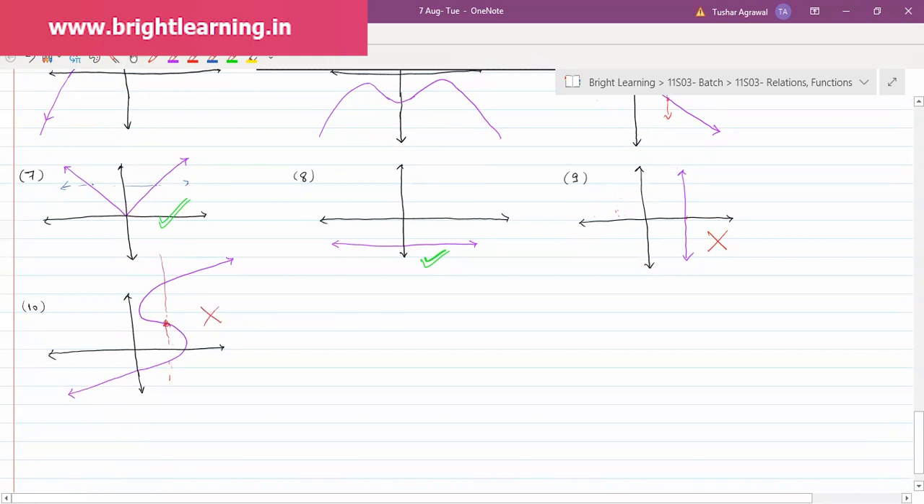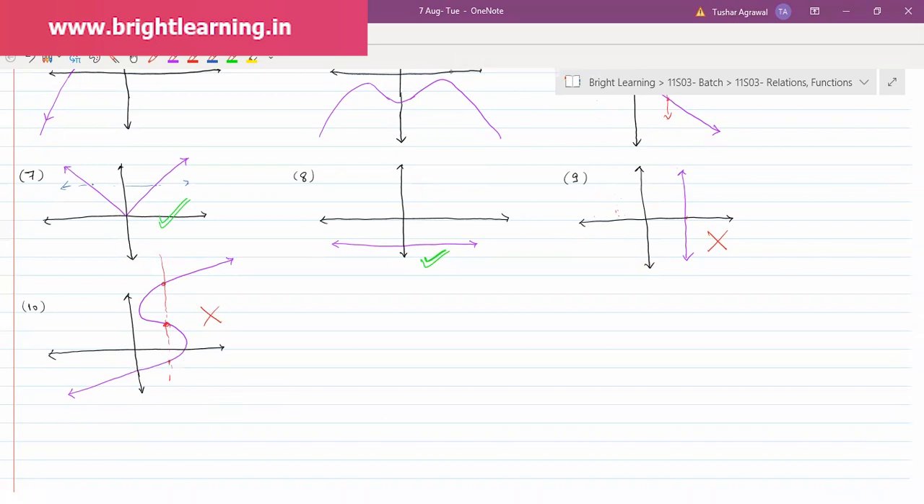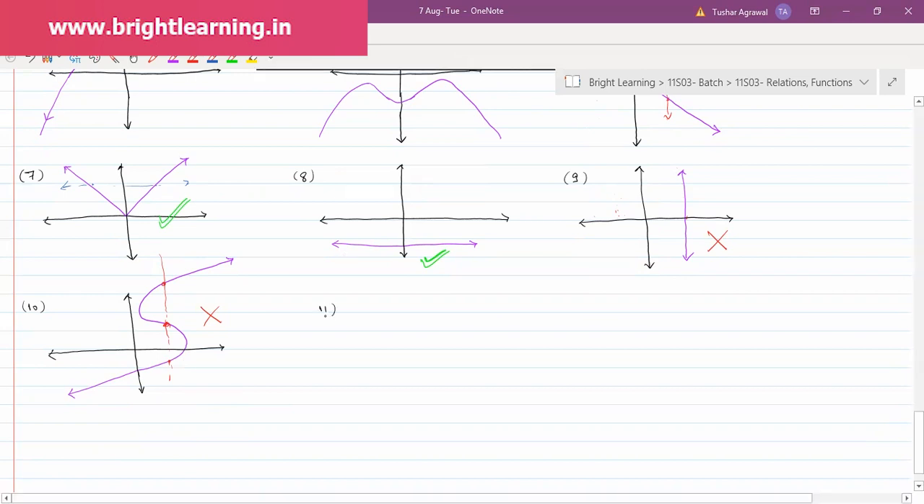More than one image. This is also the image. This is also the y coordinate. This is also the y coordinate. Not a function. Okay. Now last question of this one I'm going to give you. Was left is here. If I give you this, that's it. Whether or not it is a function.